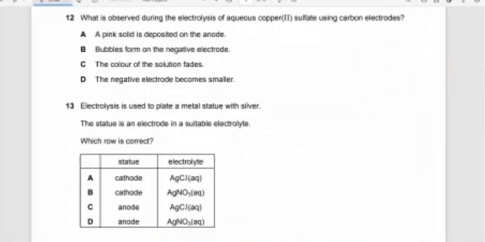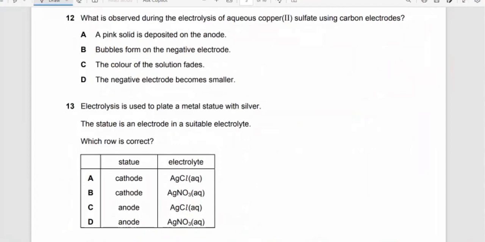What is observed during electrolysis of aqueous copper sulfate using carbon electrodes? A pink solid is deposited on the anode. A solid is not deposited on an anode. Okay, so bubbles form on the negative electrodes.